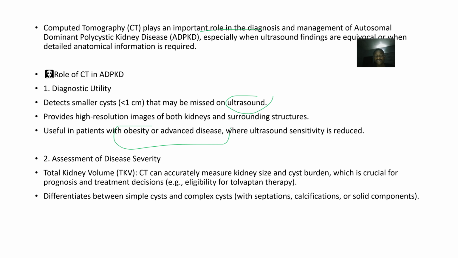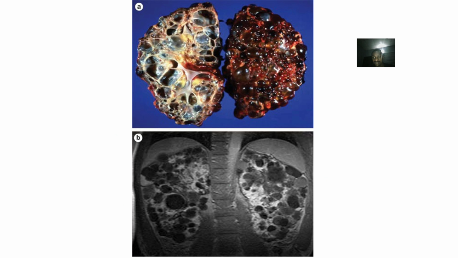Assessment of disease severity. You can know the total kidney volume. You can accurately measure the kidney size and cyst burden, which is very important for knowing what level of disease this patient is at. Okay, so from that you can differentiate whether the patient has a simple cyst or a complex cyst.